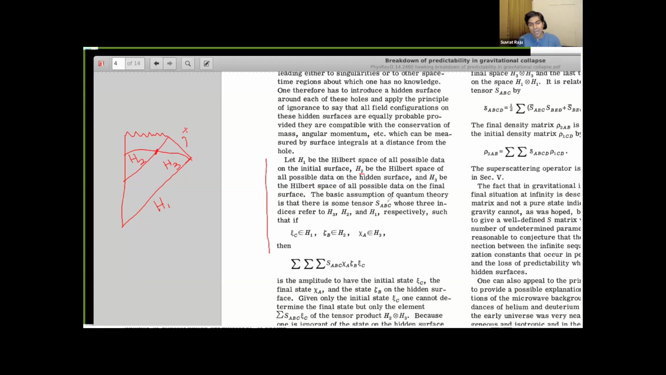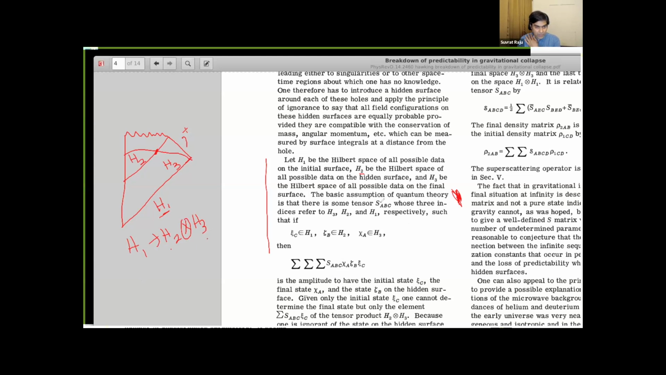Then he says a basic assumption of quantum theory, and I want to point this out because it is also going to be the part which turns out to be wrong. There's going to be an error here. But a basic assumption of quantum theory is that there's some tensor S_ABC which maps this surface H1 to H2 cross H3. So he wants to say the final Hilbert space factorizes into H2 times H3, and there's a unitary map that goes from H1 to H2 times H3. That's what he's saying here.